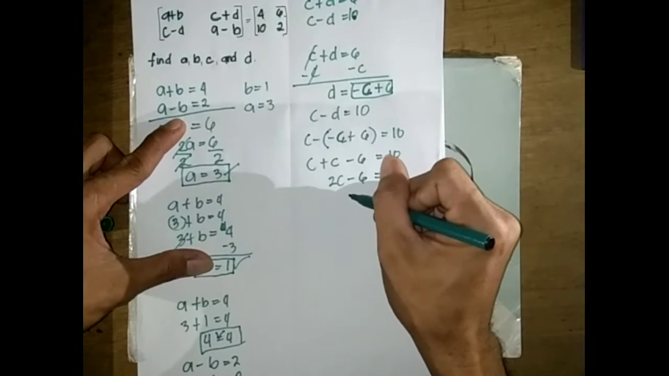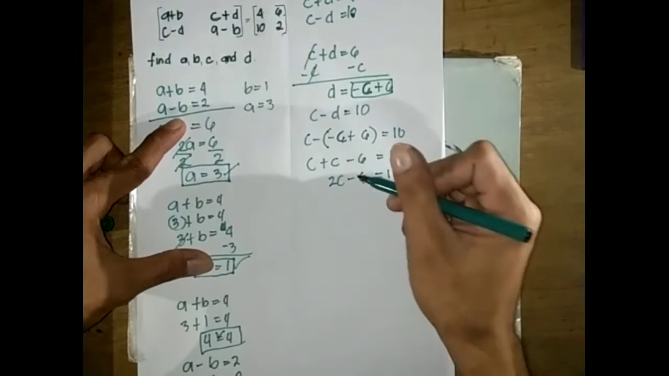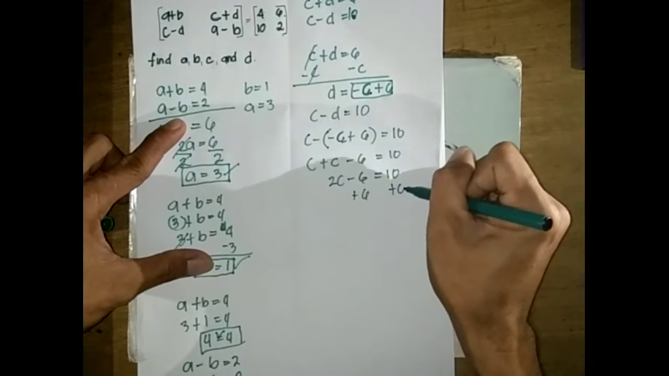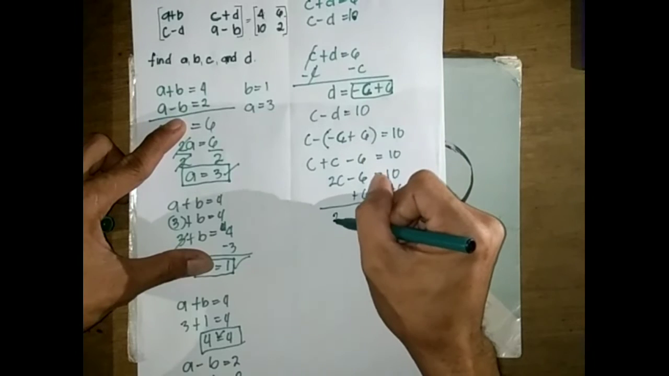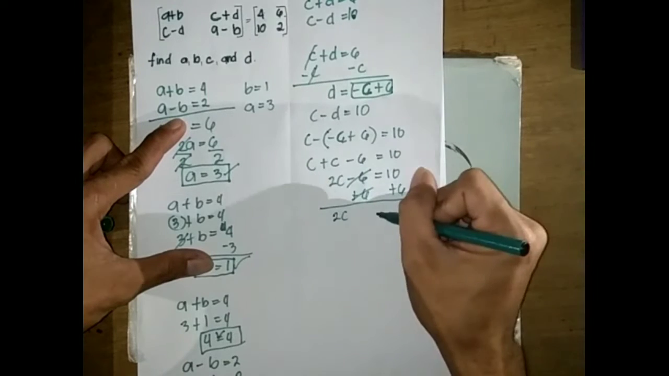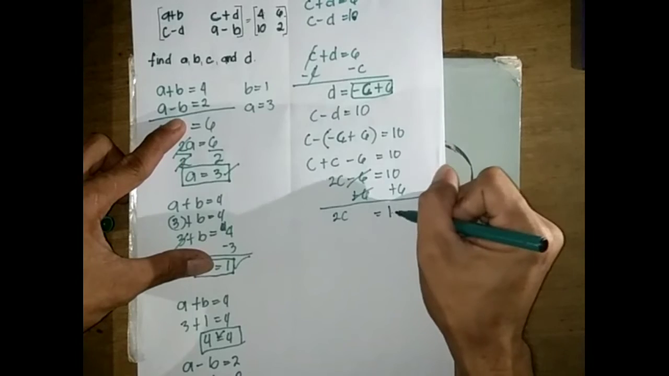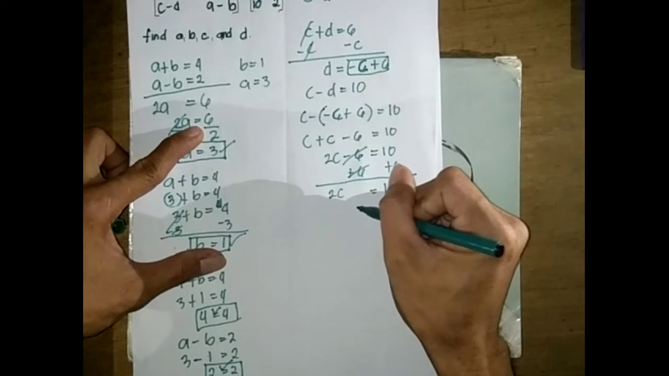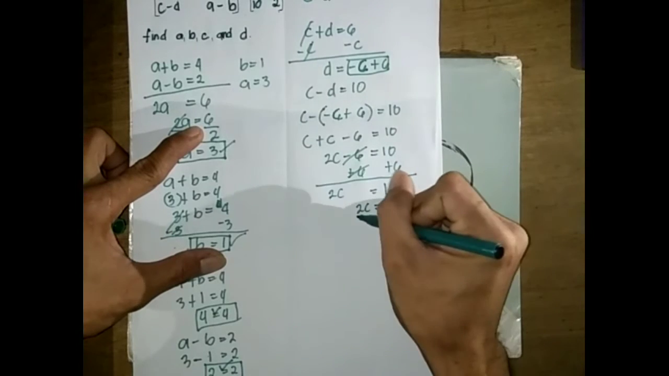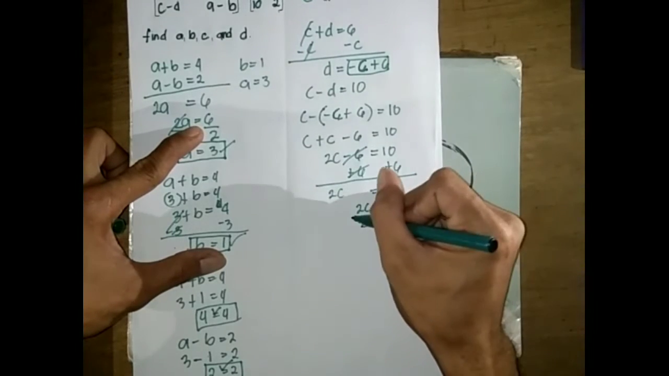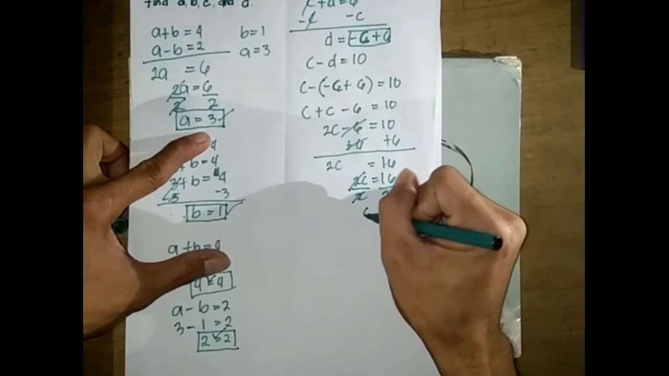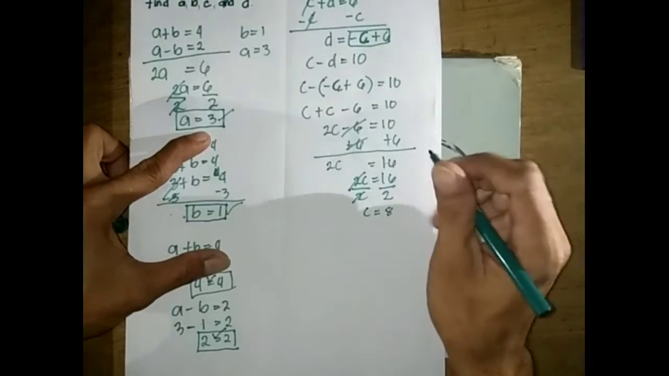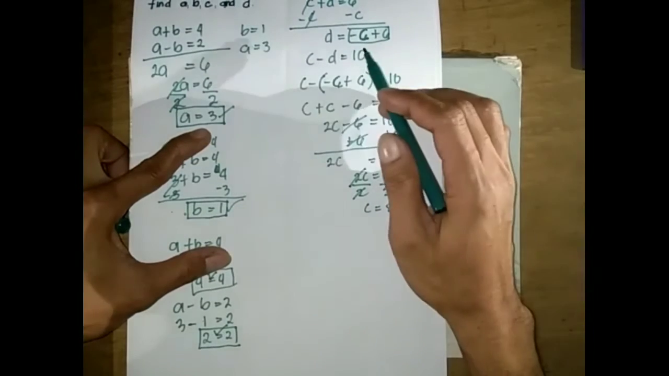So then we will add both sides by the inverse of negative 6, which is positive 6. So bring down 2C, cancel lang natin to, 10 plus 6 is equal to 16. Then divide both sides by 2, cancel this 2, leaving us with C is equal to 16 divided by 2 is equal to 8. So nakuha na natin yung value ng C.